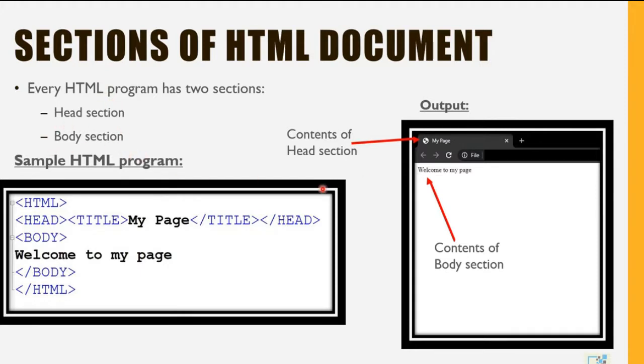Here I have one sample HTML program in which the title of the page is my page and in the body I have written welcome to my page. So in the head section we have the head tag and the title tag, and you can see in the output in this part of the screen the title of the page is displayed. So in the title bar, the title of the page is displayed. Whereas in this part of the screen you see here we have the body section. So all the contents of the body section are displayed in this part of your web browser.